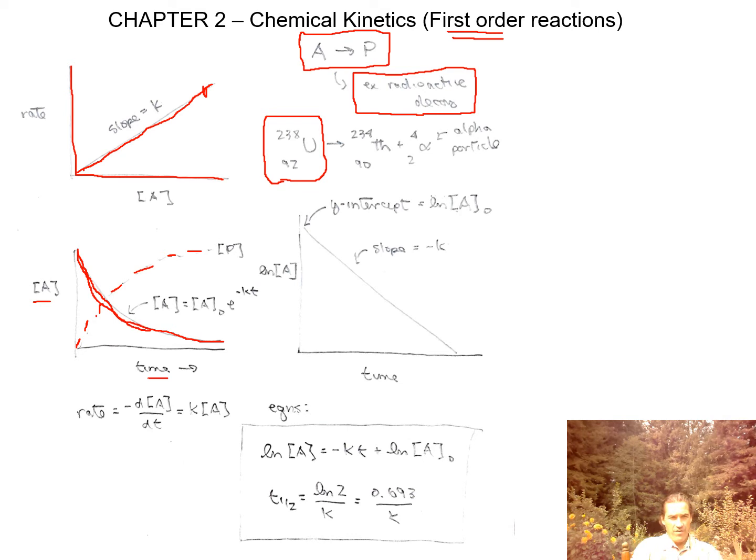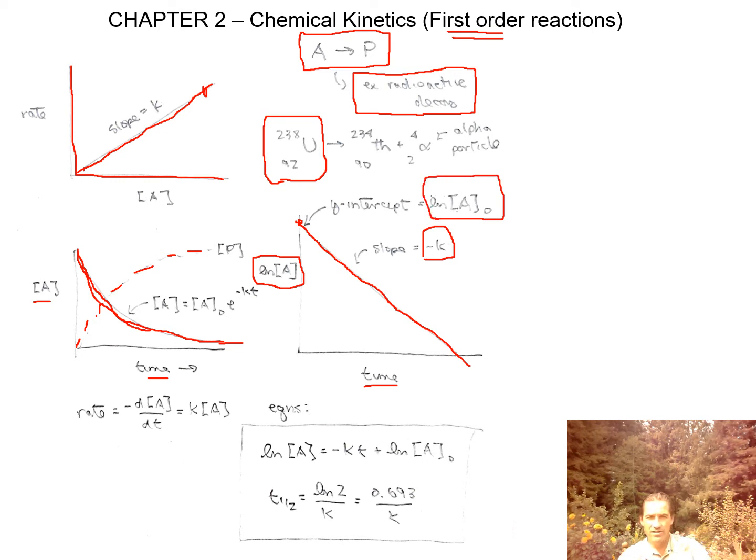And with this curve, we have a hard time thinking in exponential functions. But if rather than plotting the concentration of A versus time, let's plot the natural log of the concentration versus time. If we do that, we get a straight line where the slope is equal to negative k. And the y-intercept here is equal to the natural log of A naught being the initial concentration.